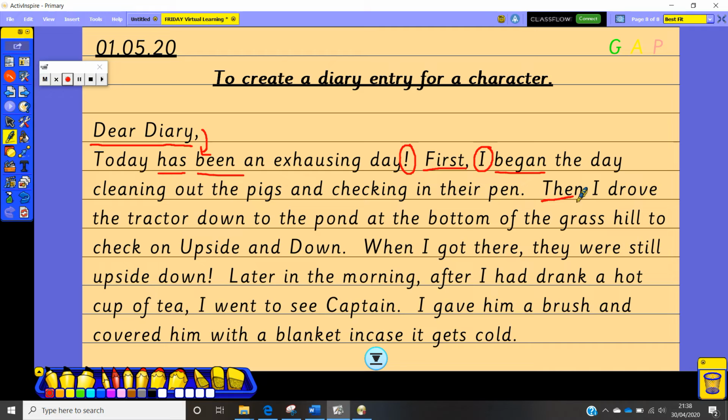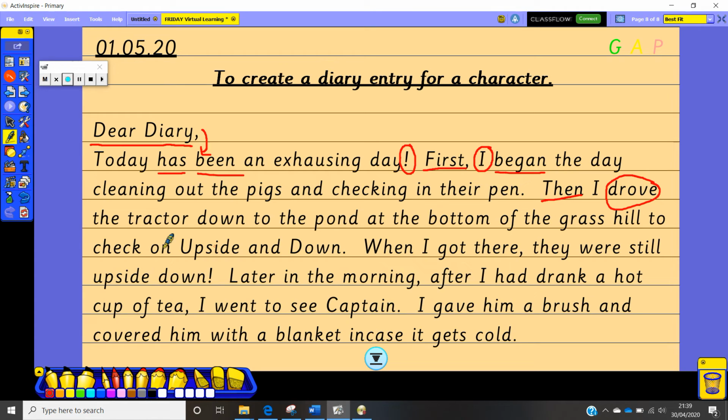Then we've got another time word. Then I drove the tractor down to the pond at the bottom. So if we look at the word drove, it is actually a precise verb. So drove is a doing word, and that's what he is doing, but it's very precise. We've not said then I went down to the pond. We've said I drove the tractor down to the pond. We're adding a little bit more detail in there. So you can magpie some of these ideas if you want to for your diary entry.